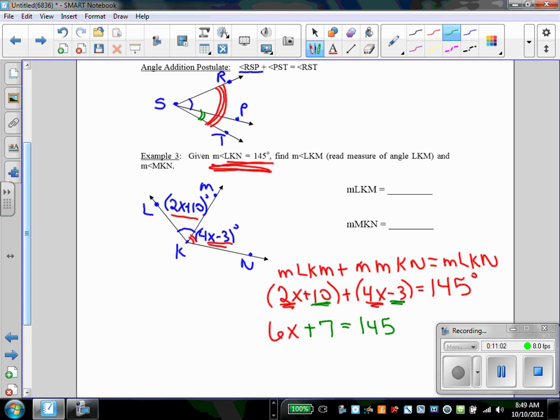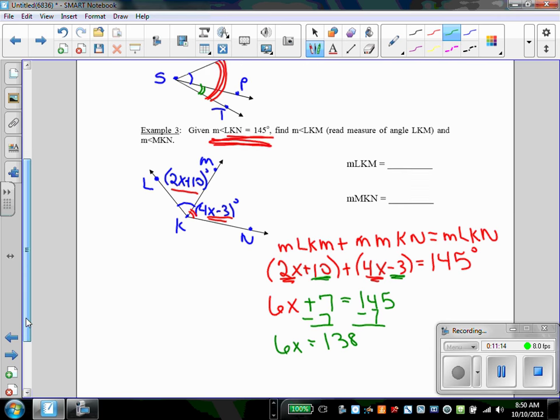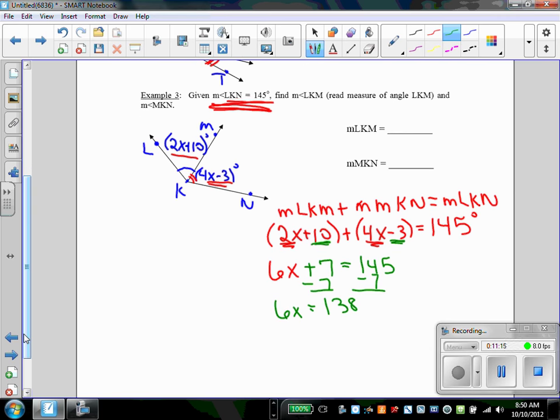I solve for x by subtracting 7 from both sides. So I have 6x equals, that's 138. I divide out by 6 on both sides, so undo my multiplication, solve for x. And x equals 23. Now, this is the unknown. This is the variable that we just solved for. It's not necessarily the degree.